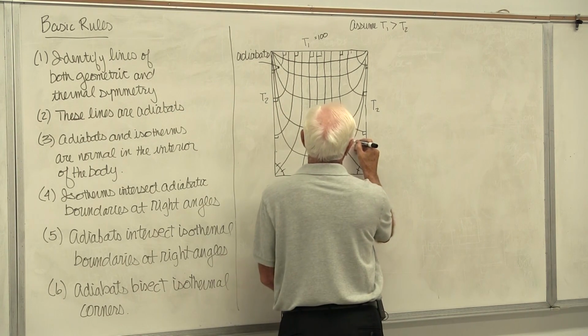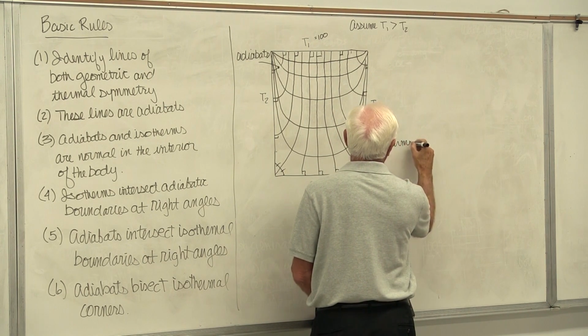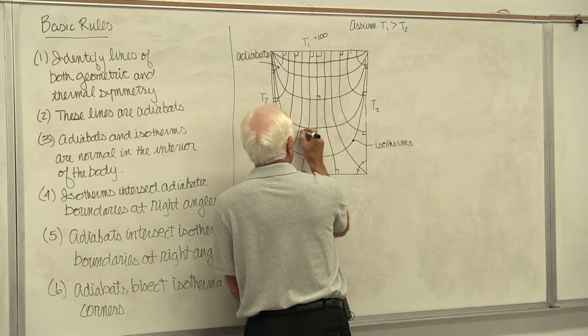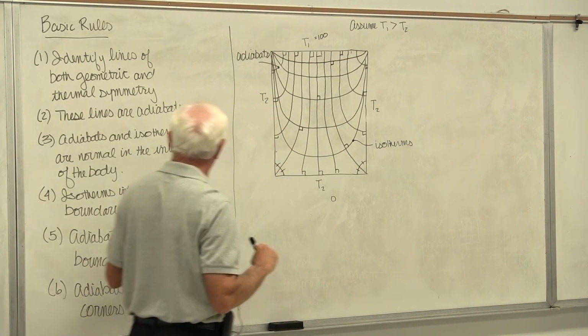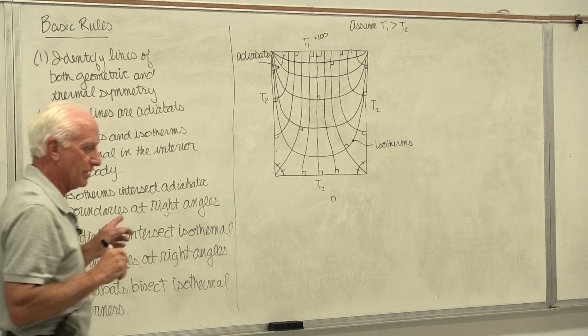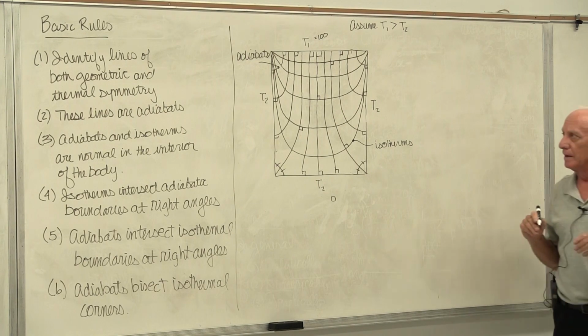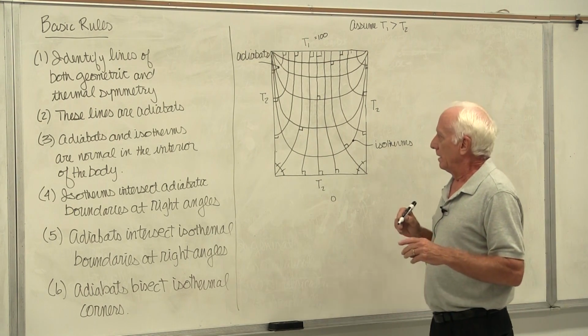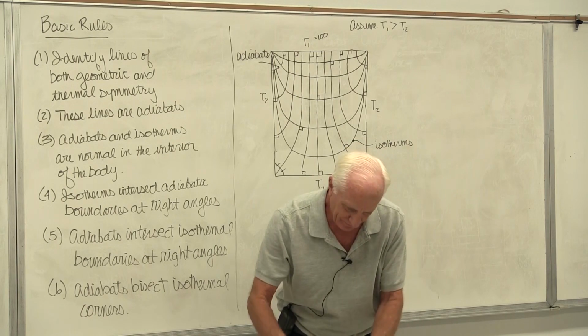So these guys right here are isotherms. Rule 3. Everywhere in the interior, the adiabats and the isotherms must cross at right angles. Everywhere in the interior of the body, those have to cross at right angles. They're normal to each other, called orthogonal functions. And that's it. The heat flux plot is complete now. I've drawn the adiabats and the isotherms.